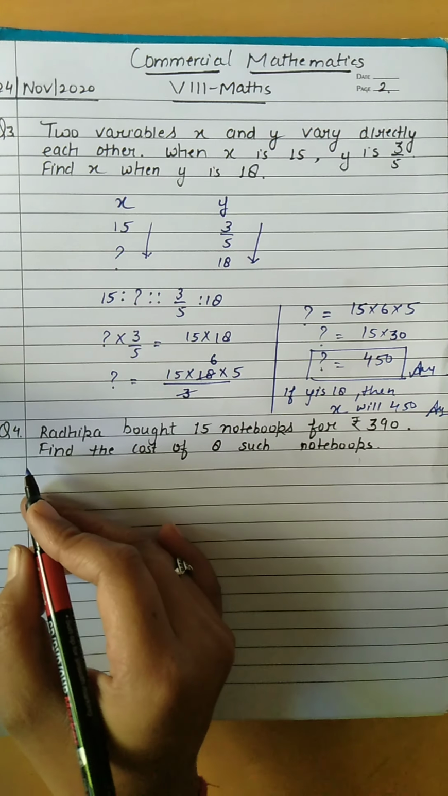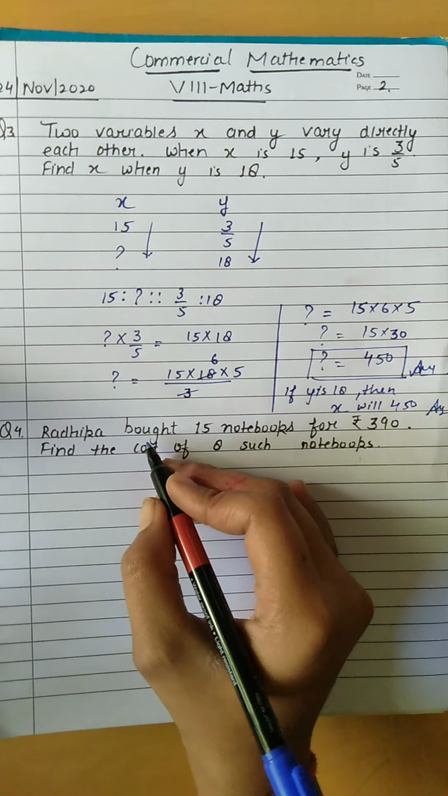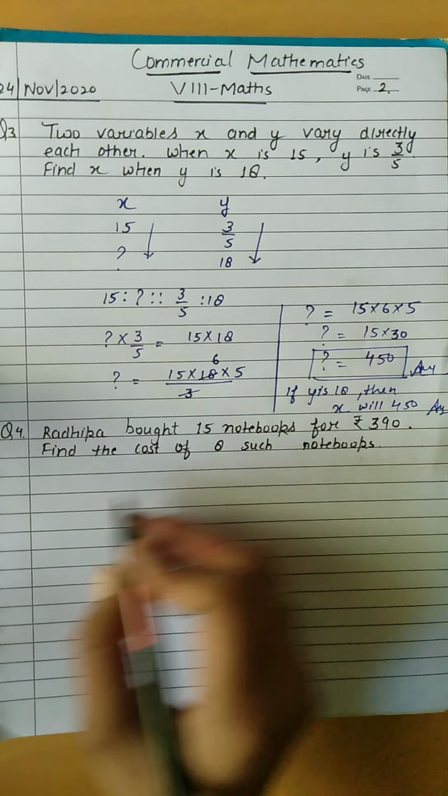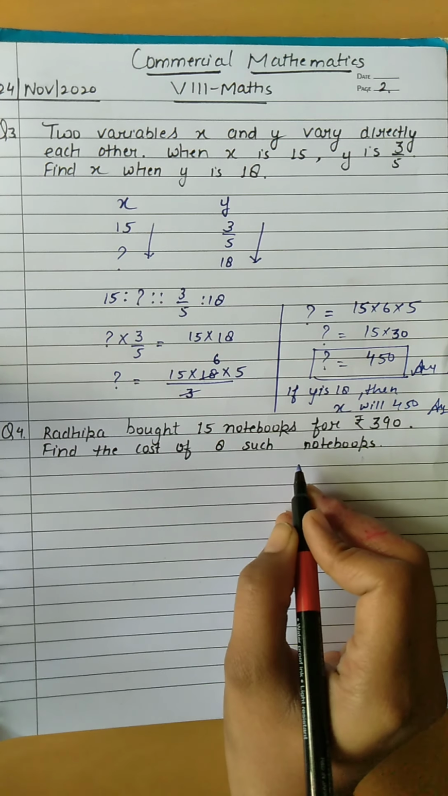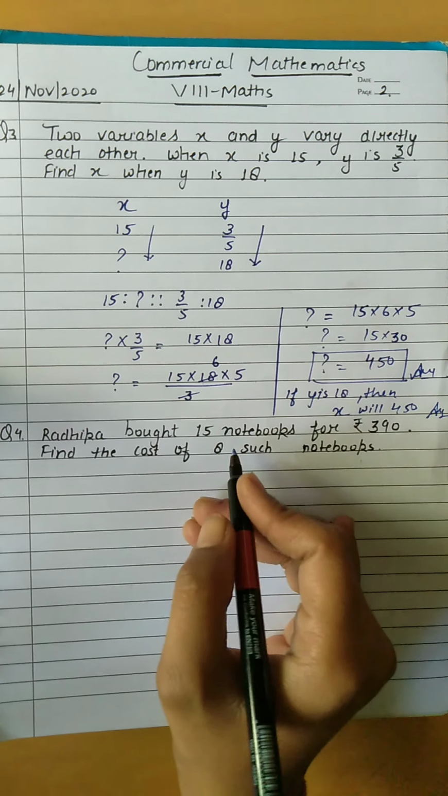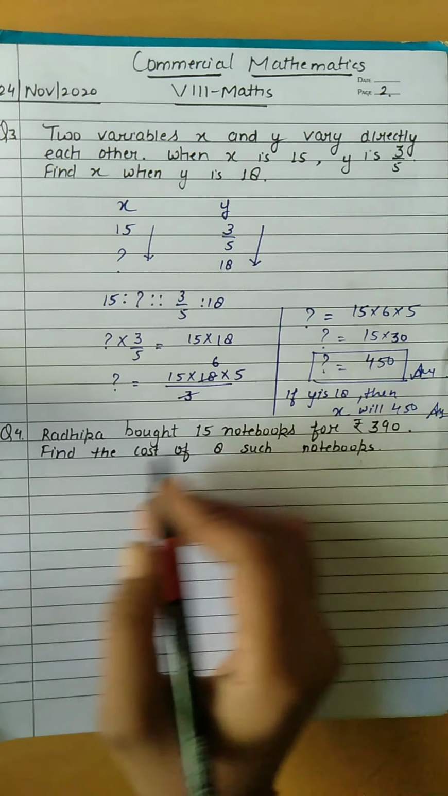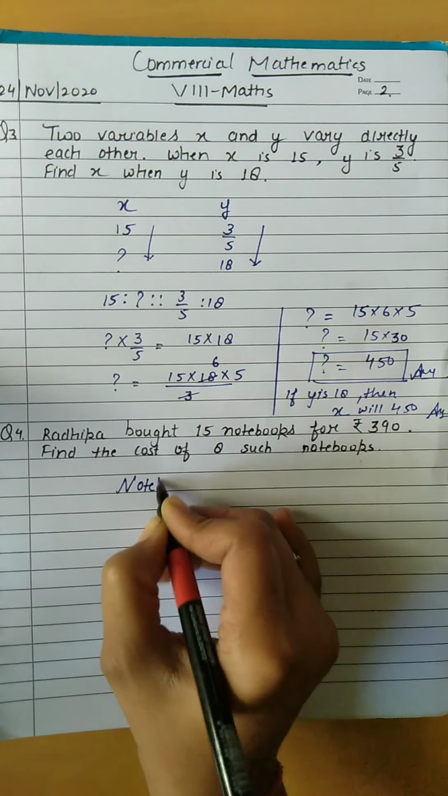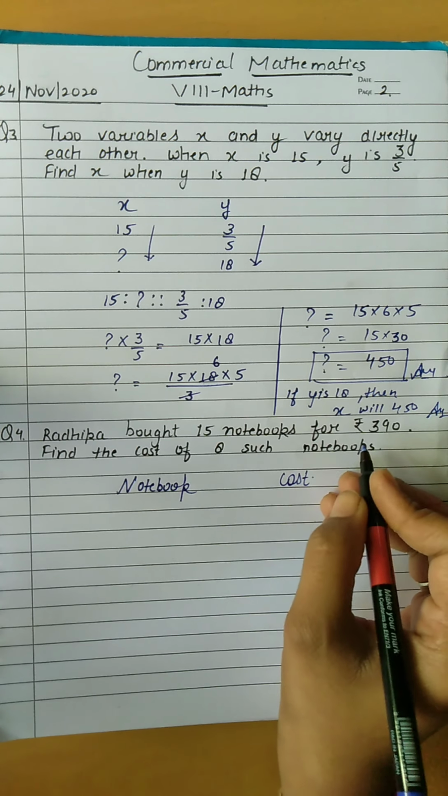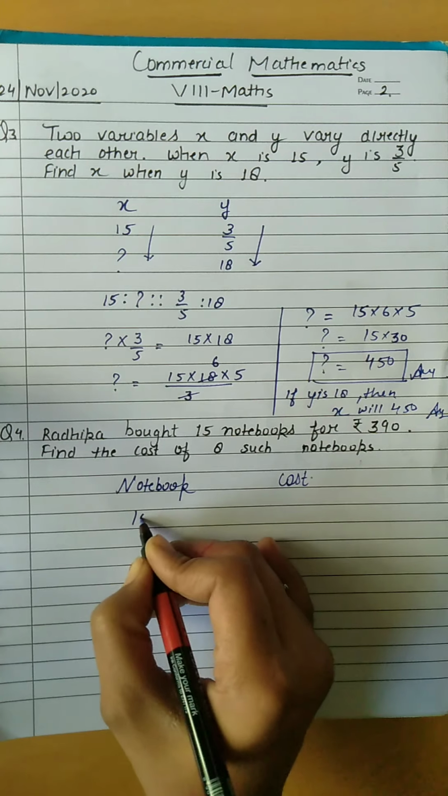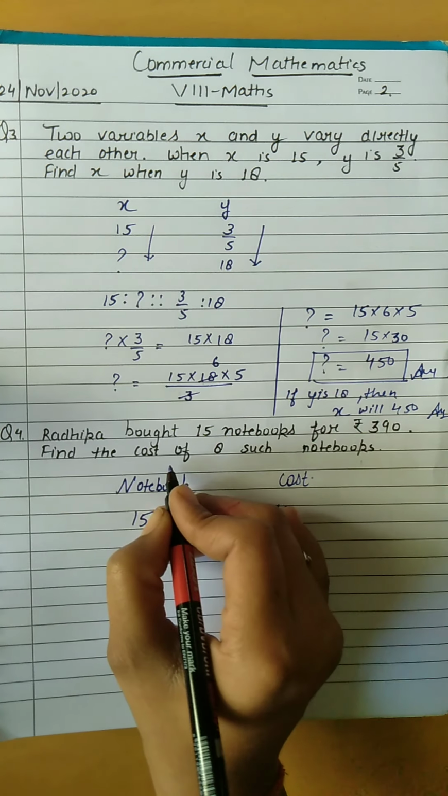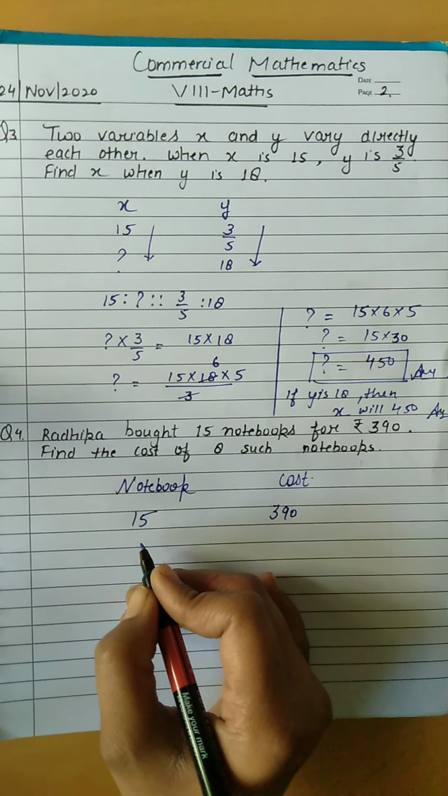Okay, next one is question number 4. Radhika bought 15 notebooks for rupees 390. Find the cost of 8 such notebooks. Okay students, so students, there are two things. One is notebook and second one is cost. So students, notebook is here 15 and cost is here 390. Okay, so you have to find the value of 8 notebooks.